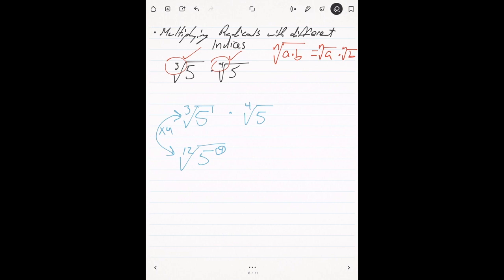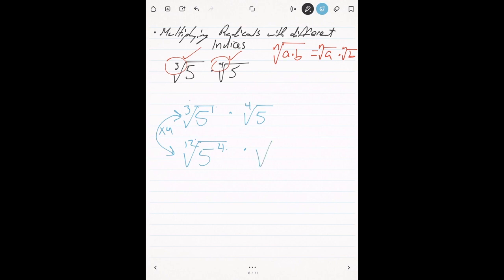So in this problem, let me try to clean it up. If I want the 12th root of 5, I better make it the 12th root of 5 to the 4th. The 12th root of 5 to the 4th is the same thing as the 3rd root of 5, or the cube root of 5. They're the exact same thing, because 4 and 12 are in the same proportion as 1 and 3. Okay?